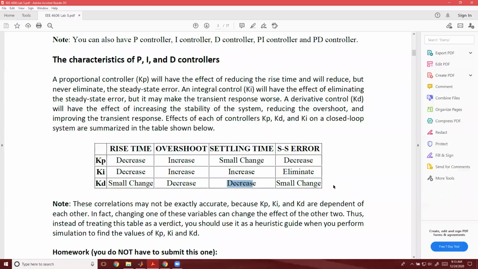So is this only applicable for a step input? At the moment, yes, it's only applicable for step input. Yes.